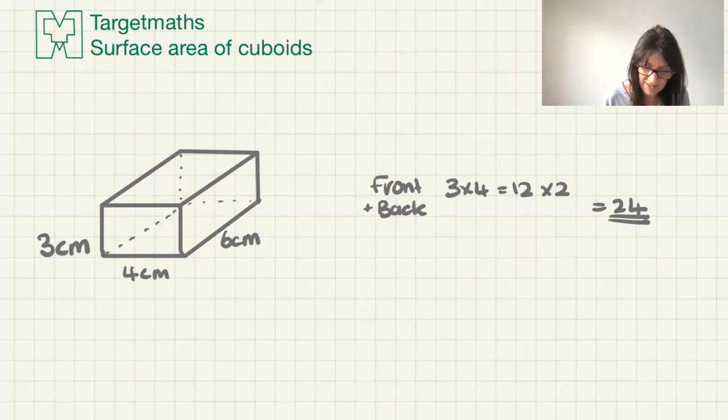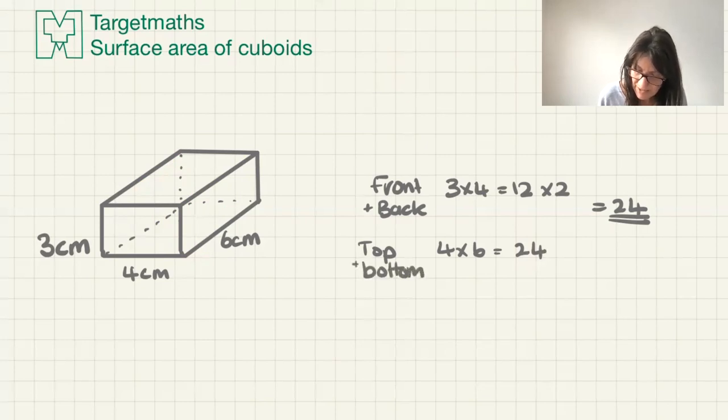So the top is 4 times 6, which equals 24. And the bottom is the same. So I shall times that by 2, and that's going to equal 48.